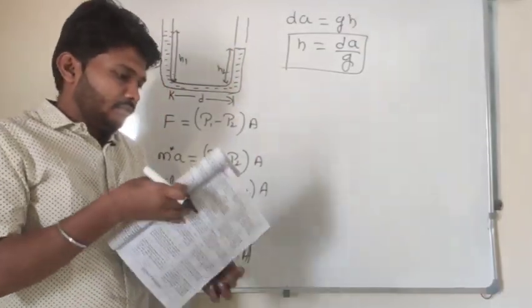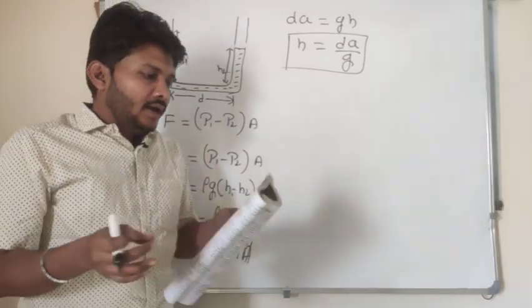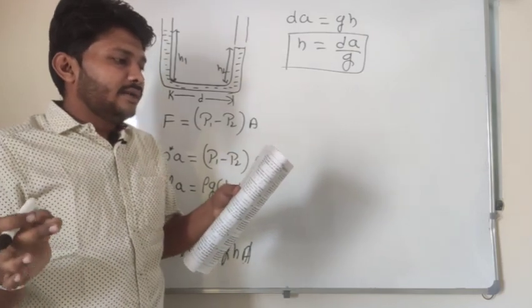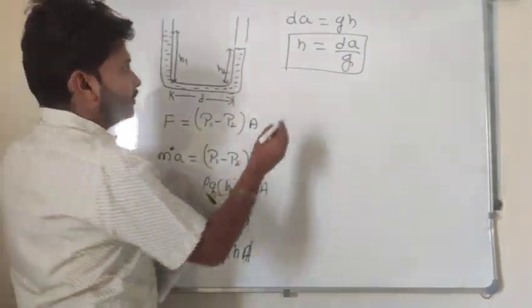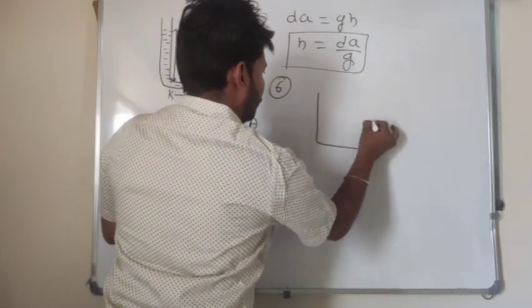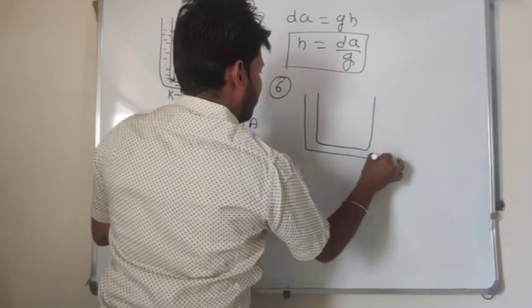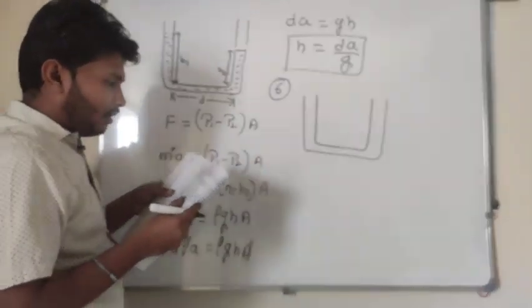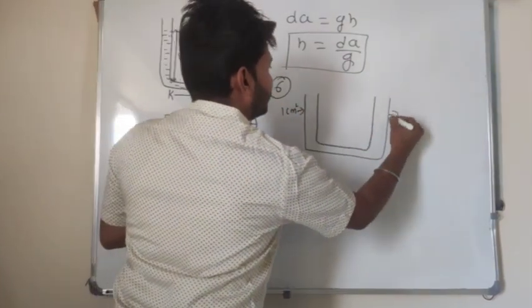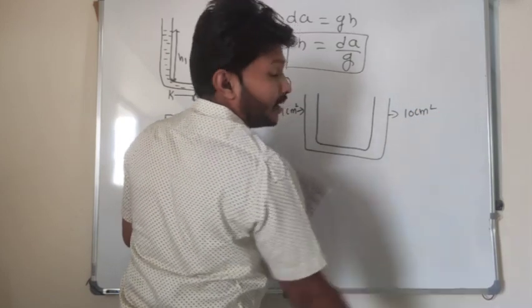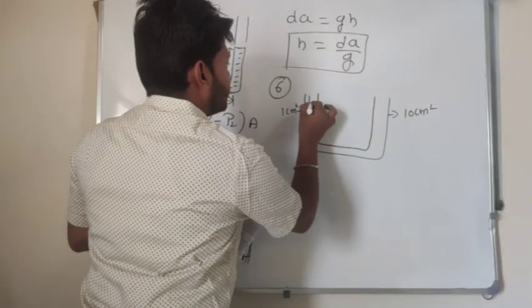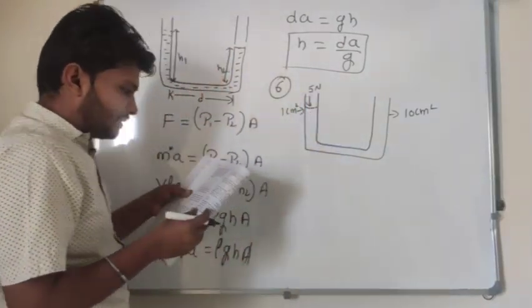Next, we'll solve the sixth question. The areas of cross section of the two arms of a hydraulic press are 1 centimeter square and 10 centimeter square. Look here, they have given a U-shaped tube again, with one arm of cross sectional area 1 centimeter square and the other 10 centimeter square, different cross sectional areas, according to Pascal's law. Here a force of 5 newtons is acting.